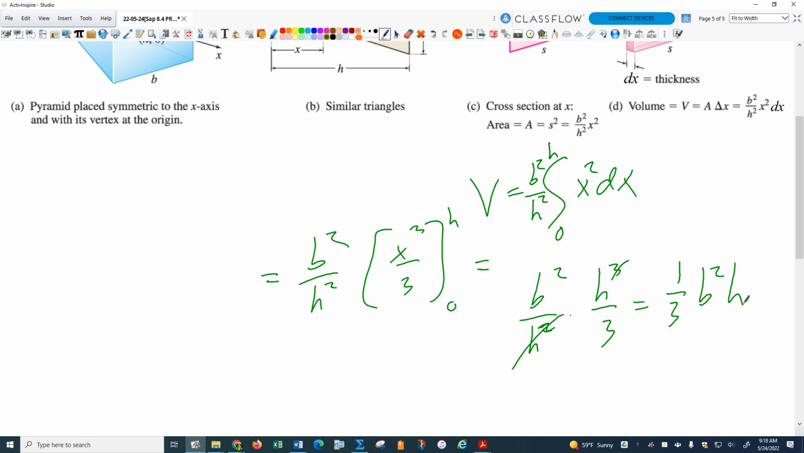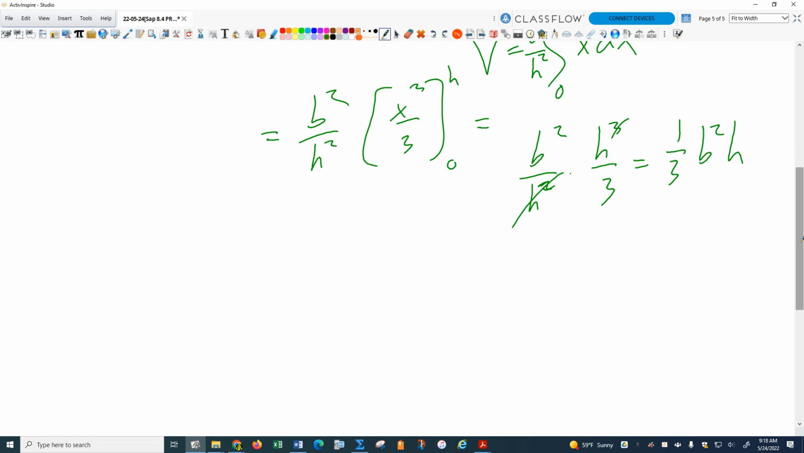Isn't that what you would predict, though? If I asked you to make a prediction, that's probably what you're going to predict, because the volume of a right circular cone is 1/3 pi r squared h, right? It's just 1/3 of the corresponding volume of a cylinder. So shouldn't this be 1/3 of the corresponding volume of a right prism, rectangular prism? Kind of cool that there's that symmetry there.